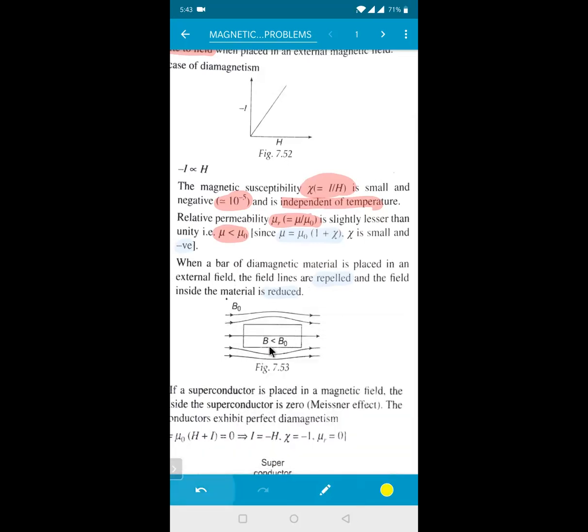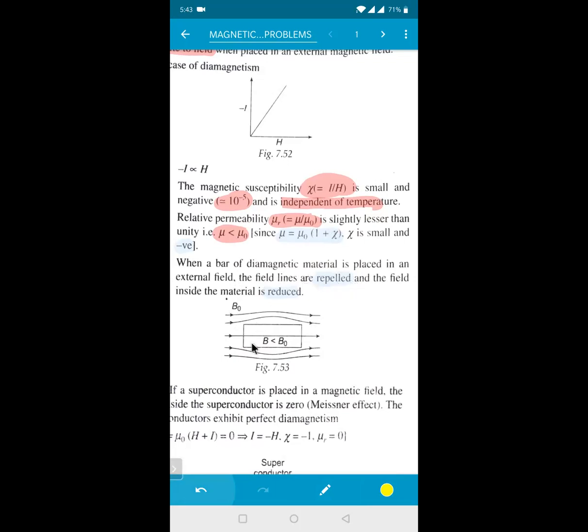It is lesser than, it is becoming negative now, because this has a property of repelling. It is not allowing the magnetic lines of force to pass through it, isn't it? So whenever a bar of diamagnetic material is placed in an external field, the field lines get repelled.